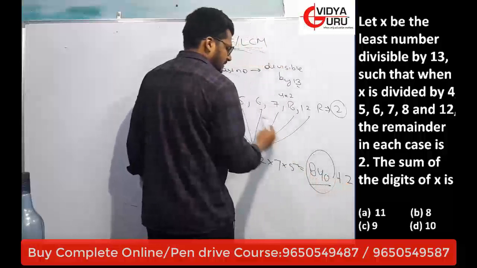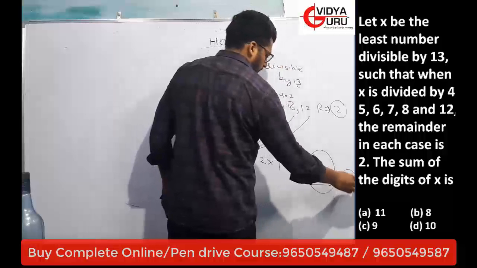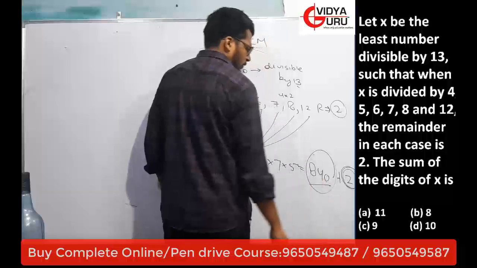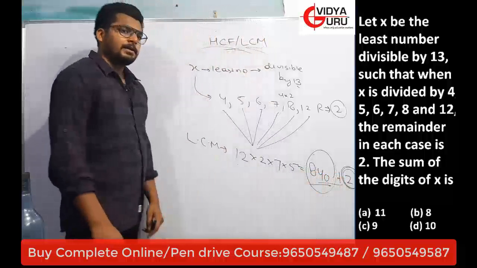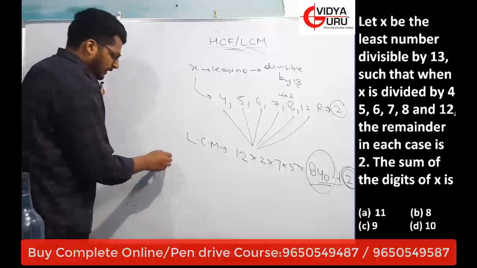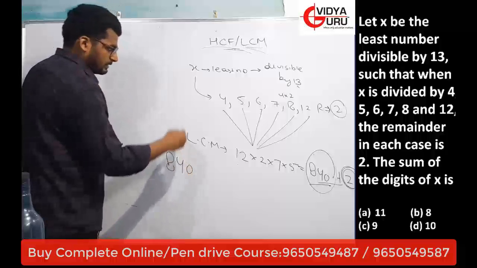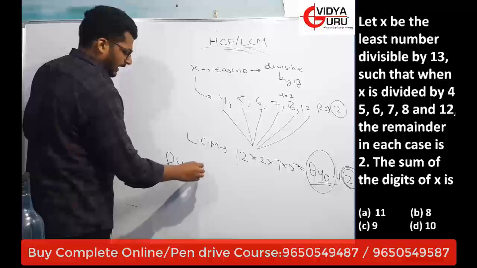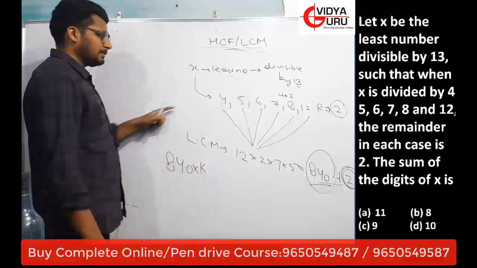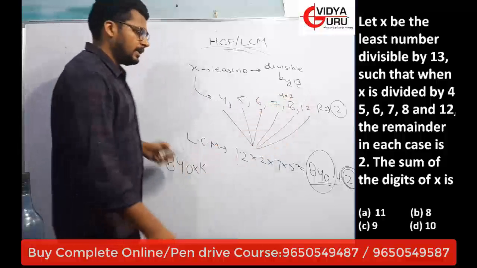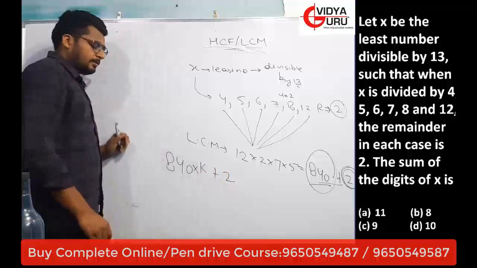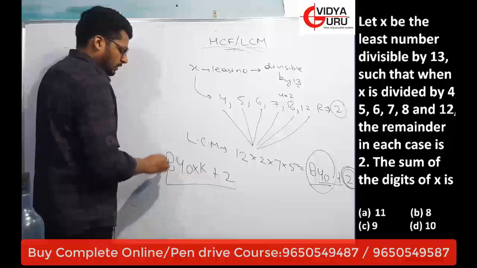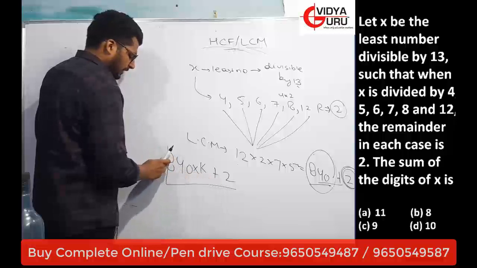This is divisible by these numbers, and I need the remainder to be 2, so I will add 2 to that. But 842 is not divisible by 13, so 840 is the minimum number which is divisible by all these. If I multiply it by any number, it will still be divisible by these numbers, and I need the remainder as 2, so I will add 2. Now I have to put a value of k.